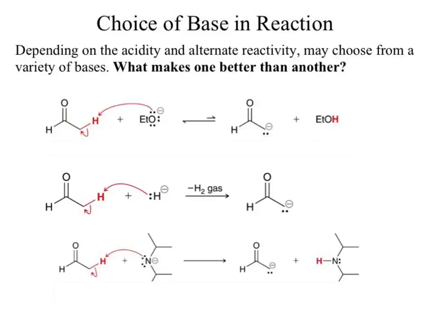So you'll notice I've given you three choices of base here. First one's probably the most common, but we could have used something like hydroxide, roughly equivalent. In the next one we've used hydride, and in the last one we've used something known as LDA. L for lithium, which nicely isn't shown in this case. D for diisopropyl. And A, amide.